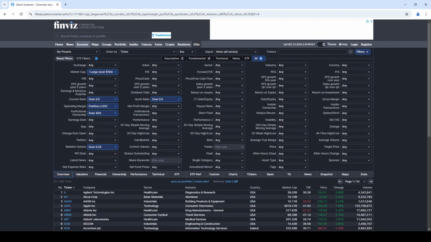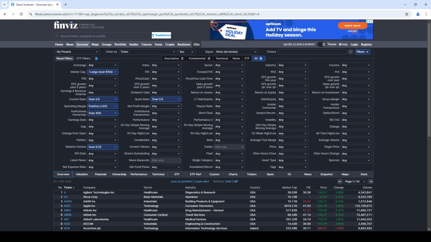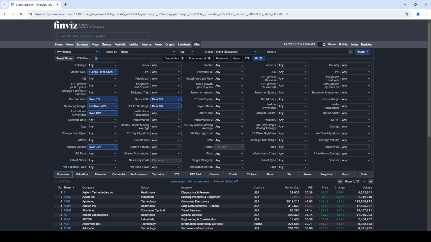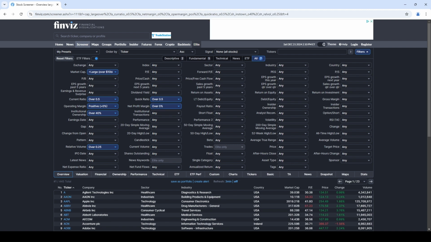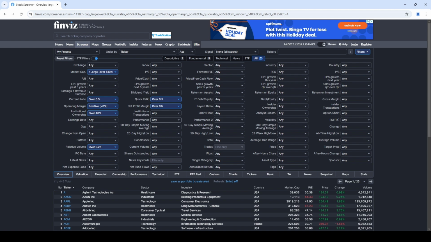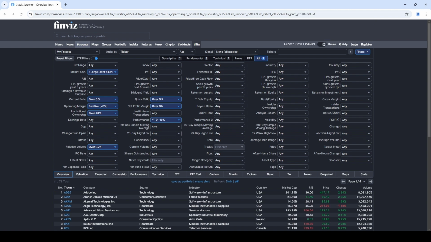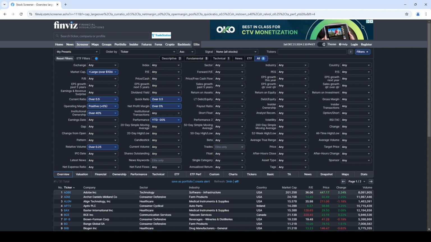Net profit margin. Greater than 0%, confirming profitability after all expenses. Performance year. Down by at least 20%, identifying stocks with potential recovery opportunities. Current volume. Over 5 million, ensuring liquidity for trades. Industry. Focus on stocks only.